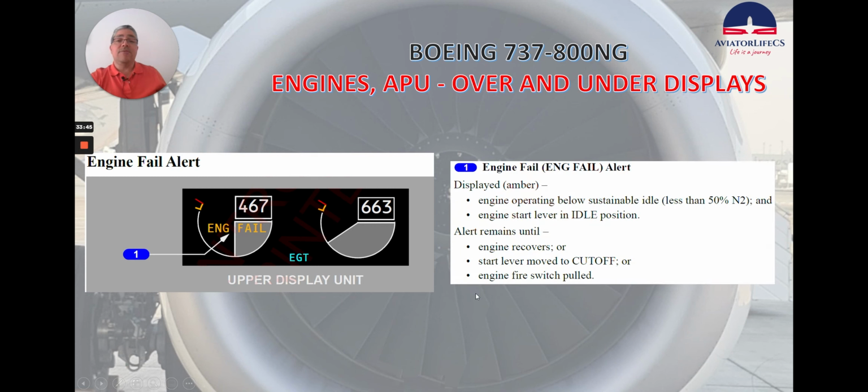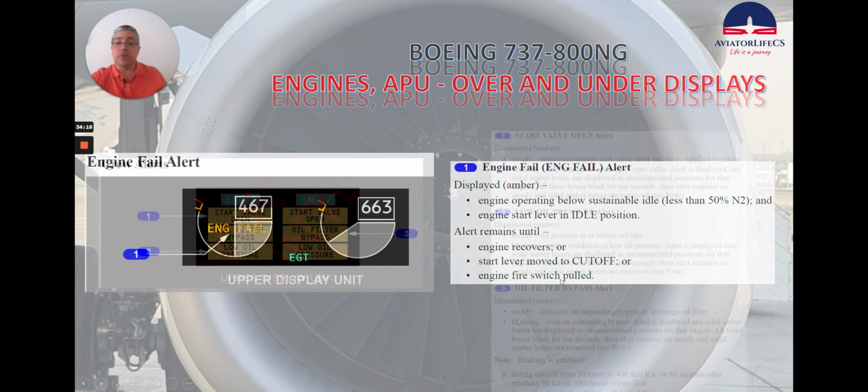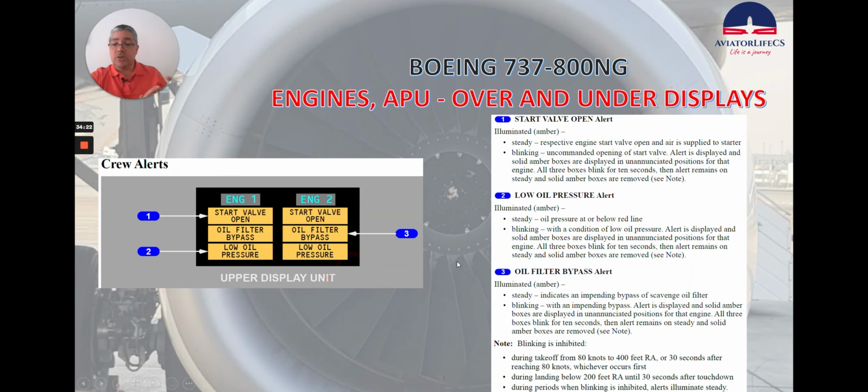Now let's review the engine fail alert. Engine fail alert, displayed amber, engine operating below sustainable idle, which is less than 50% N2, and the engine start lever in idle position. Alert remains until engine recovers or start lever moved to cut off or engine fire switch pulled. Now we have some crew alerts, and we're going to talk about each of them.